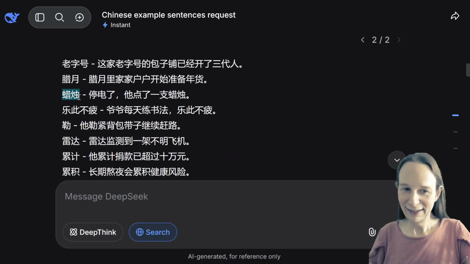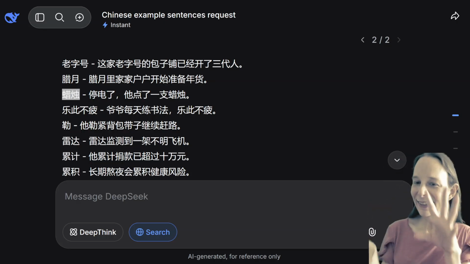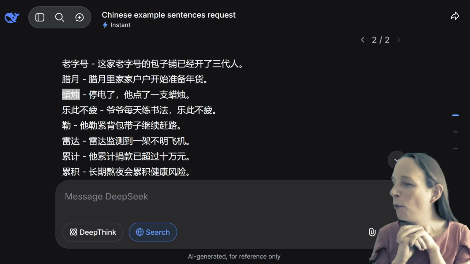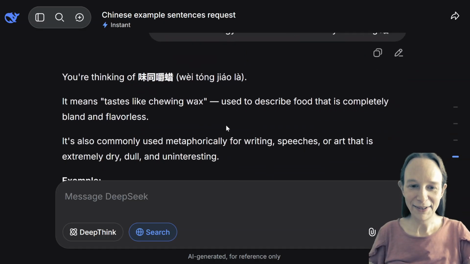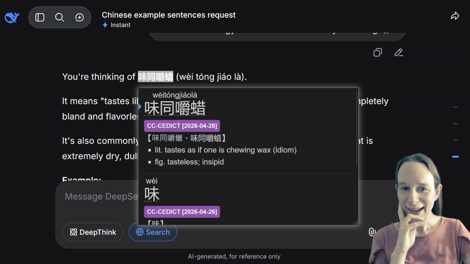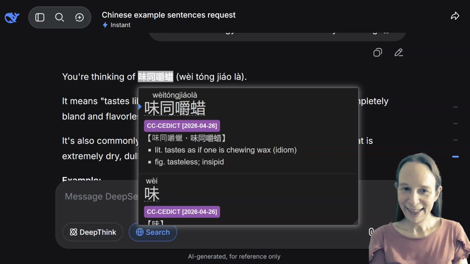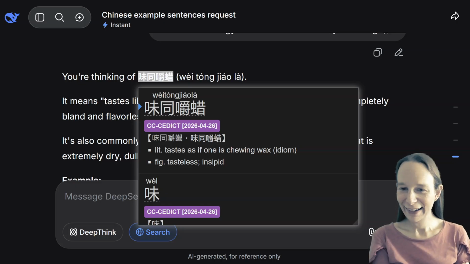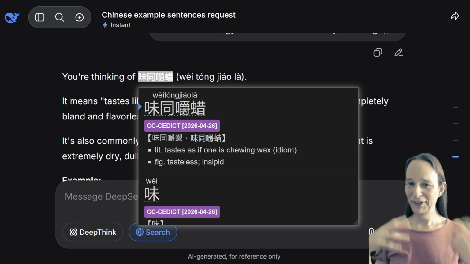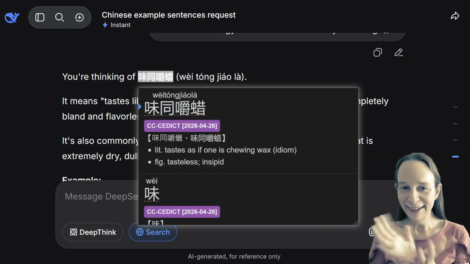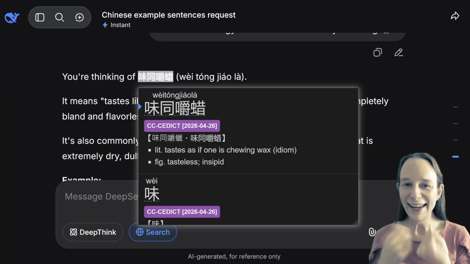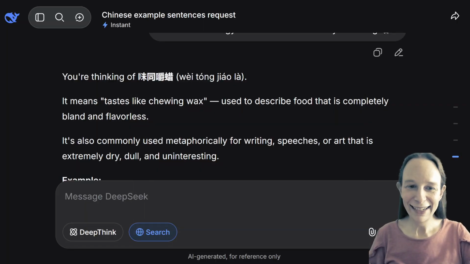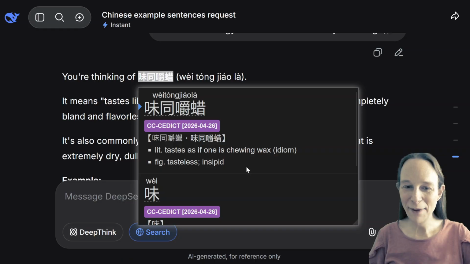There's a chengyu that means something like it's as tasty as eating wax. I'll see if I can find it. Ah, this is the one. 味同嚼蜡. Okay, so 味 is taste or flavor. 同 means the same as 嚼. This 嚼 refers to chewing, and la is the wax, right? So it tastes like one is chewing wax.